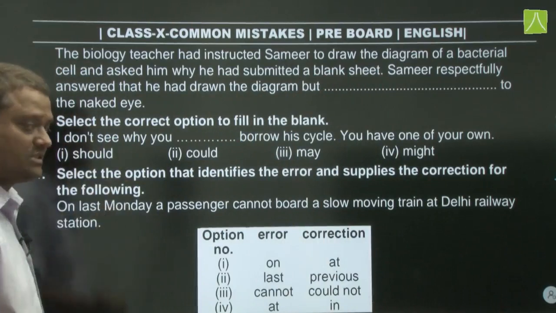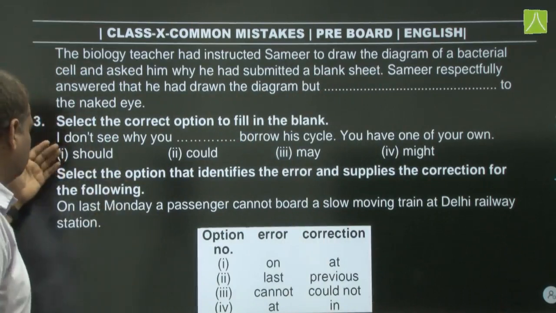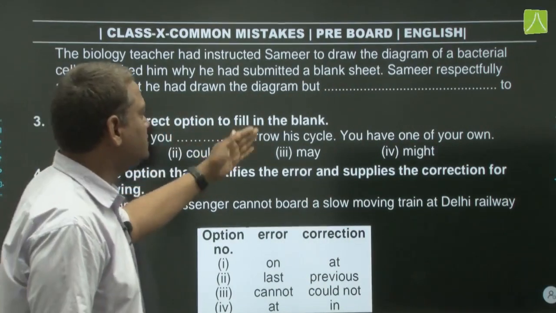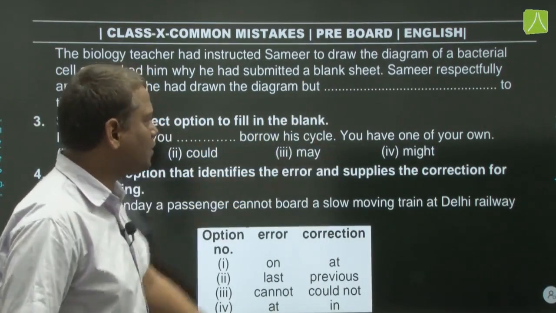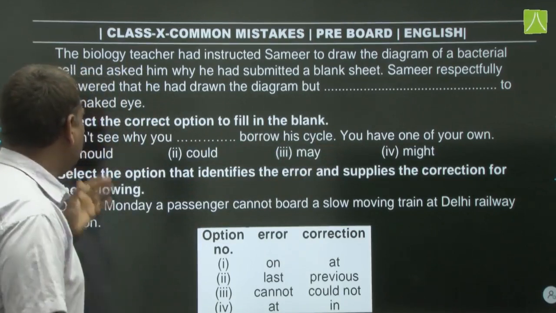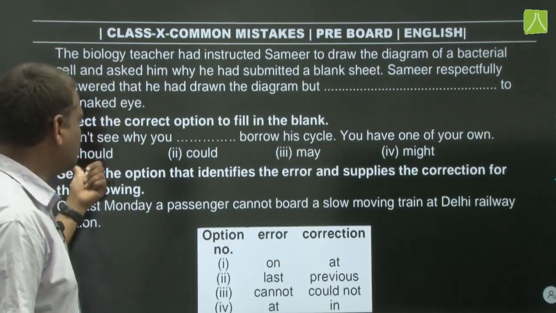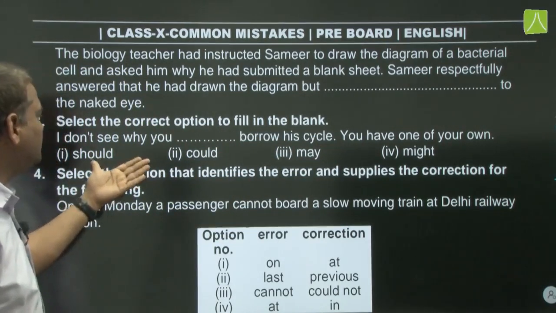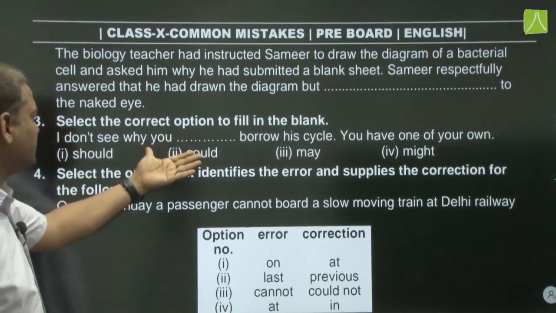Like we have some other questions. I don't see why you dash borrow his cycle. You have one of your own. Options are should, could, may, might. I don't see why you dash borrow his cycle.